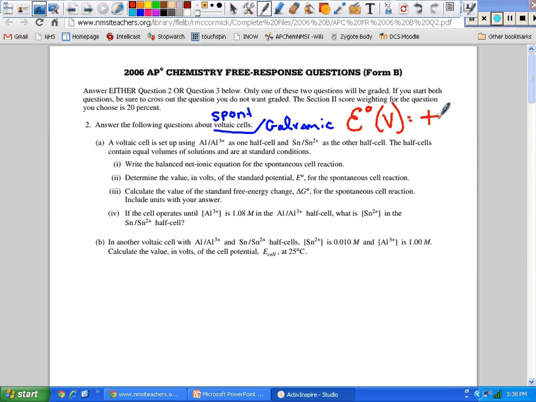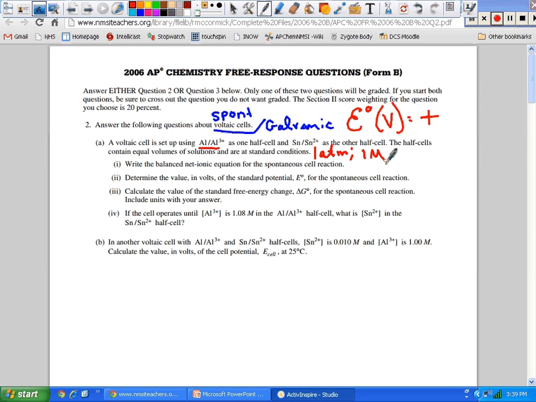All right. A voltaic cell is set up using aluminum to aluminum ion as one half cell and tin to the tin 2 ion as the other half cell. The half cells contain equal volumes of solution and are at standard condition. This is very important. Standard condition, what's your pressure? 1 atm. And what is your concentration? 1 molar. Very good. Then it says write the balanced net ionic equation for the spontaneous reaction.